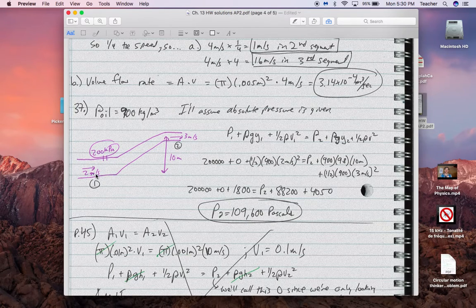Where you have high pressure, you're going slow. Low pressure, you're going fast. Why? Because that pressure is what speeds it up in between the slow and the fast areas.